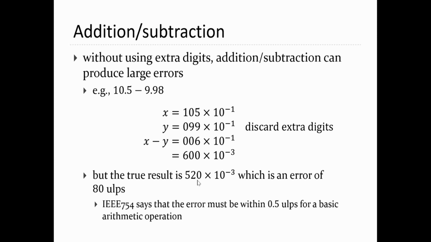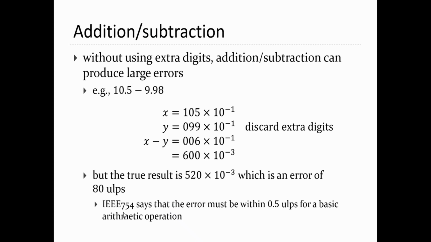Now, what's the true result? If you actually work it out, it's 0.052, or 520 times 10 to the minus 3. So what is that error in ULPs? The true value is 520 times 10 to the minus 3. My calculated value is 600 times 10 to the minus 3. Exponents are the same, so I just subtract and I get 80. That's 80 ULPs of error, which is enormous.